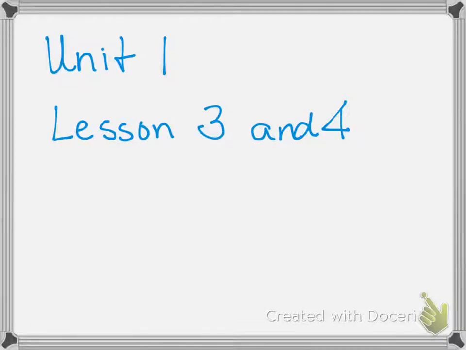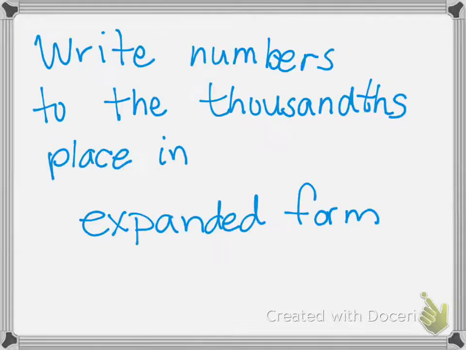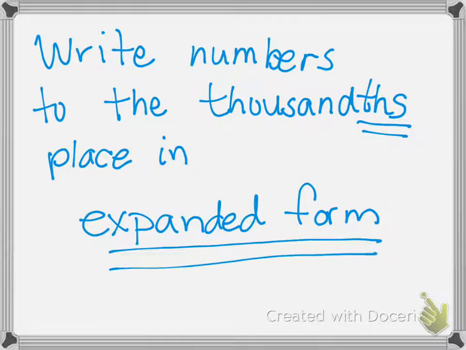This is the tutorial for Unit 1, Lessons 3 and 4. In this lesson, you learn to write numbers to the thousandths place in expanded form. So we're in decimals, and we've done writing numbers to the thousandths place in word form and standard form, and so now we're working on expanded form, which we've already done with whole numbers, just not decimal numbers yet.